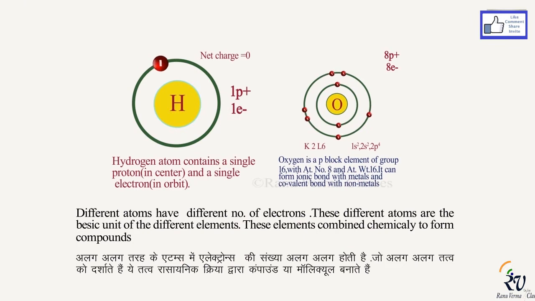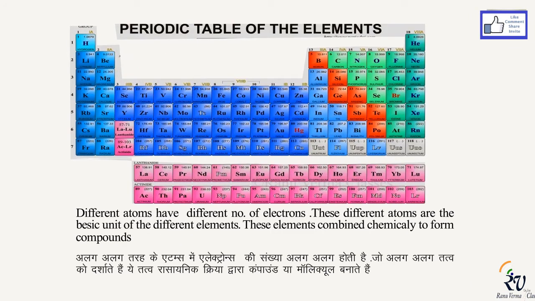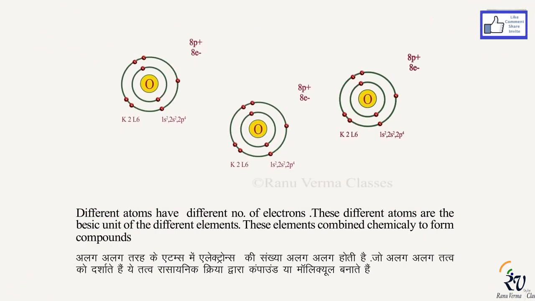Different types of atoms contain different numbers of electrons. You can see these different types of atoms in the periodic table. These different types of atoms actually represent different kinds of elements. It means if we are talking about oxygen, each and every atom will be oxygen only.